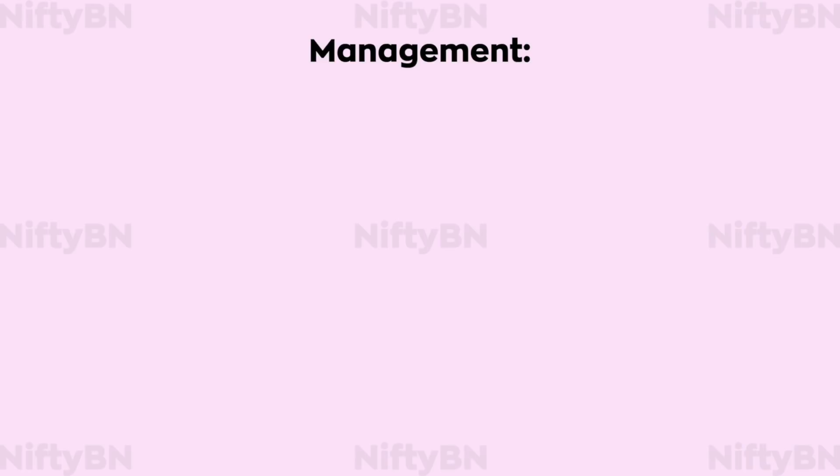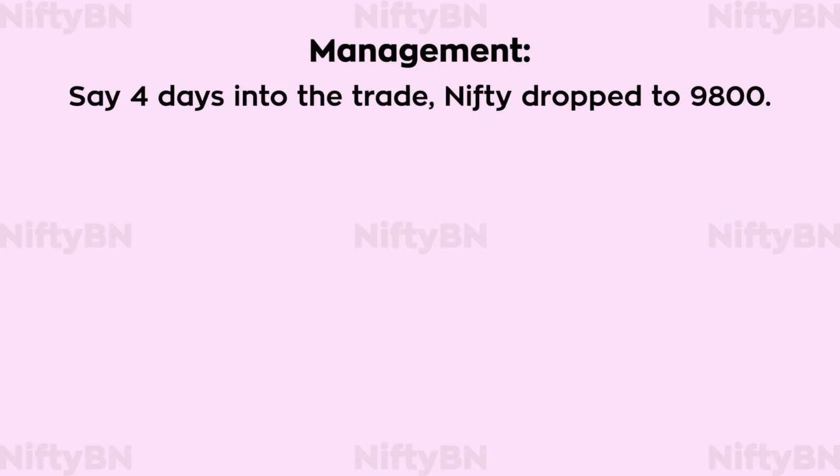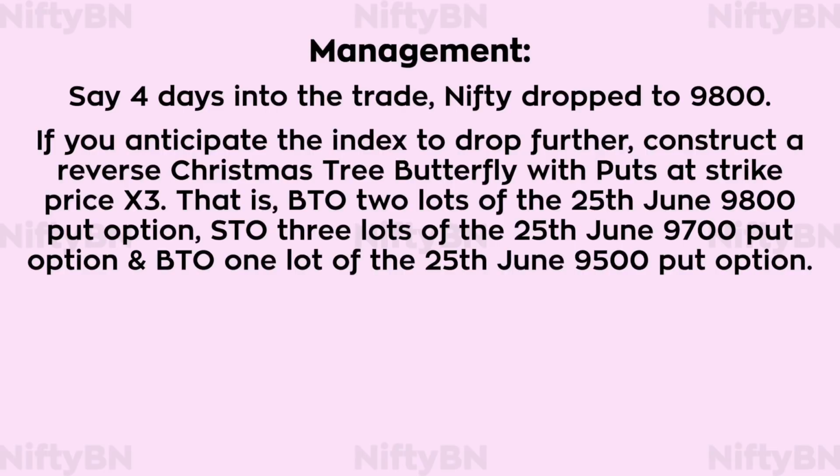Let's look at how we can manage a troubled Christmas tree butterfly with put setup. Say 4 days into the trade, Nifty dropped to 9800. If you anticipate the index to drop further, construct a reverse Christmas tree butterfly with puts at strike price X3. That is, buy to open 2 lots of the 25th June 9800 put option, sell to open 3 lots of the 25th June 9700 put option, and buy to open 1 lot of the 25th June 9500 put option.